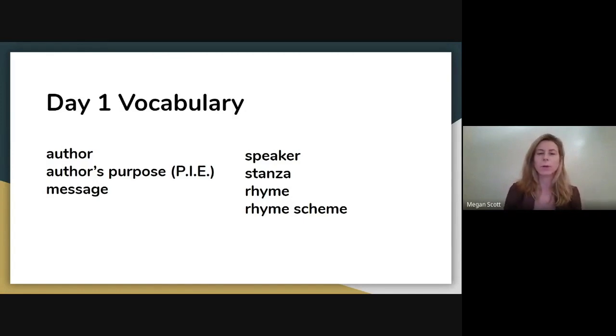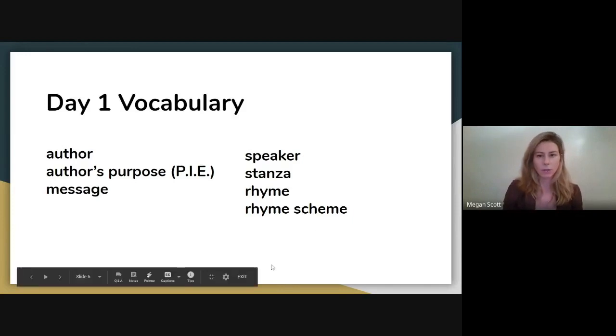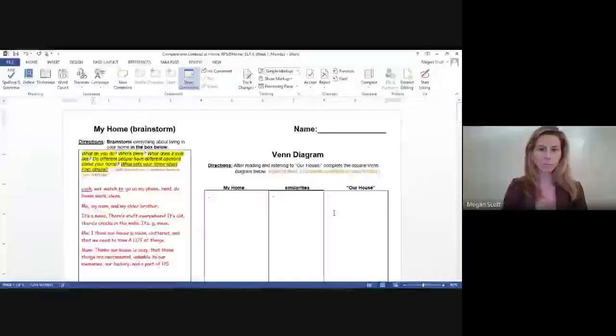I think you all know what a rhyme is. When two words have the same ending sound, they rhyme. But a rhyme scheme is the rhyming pattern. So you'll look at the last word in each line to determine the rhyme scheme. You don't have to know this stuff to compare and contrast, but I thought that it would be important to talk about it. Let's go to the Our House poem.